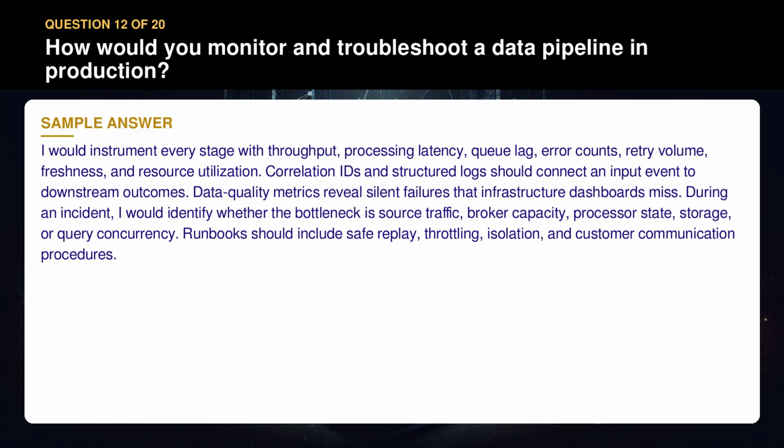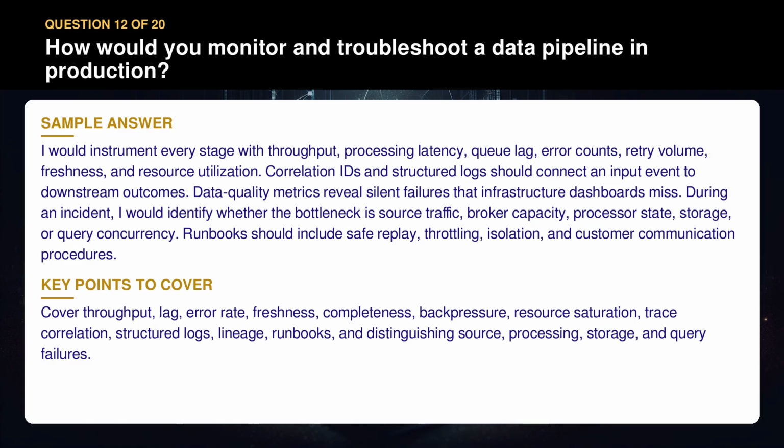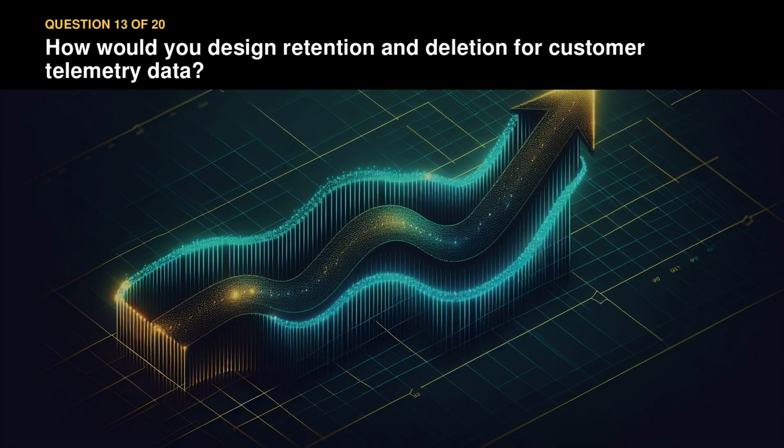During an incident, I would identify whether the bottleneck is source traffic, broker capacity, processor state, storage, or query concurrency. Runbooks should include safe replay, throttling, isolation, and customer communication procedures. Cover throughput, lag, error rate, freshness, completeness, backpressure, resource saturation, trace correlation, structured logs, lineage, runbooks, and distinguishing source, processing, storage, and query failures.